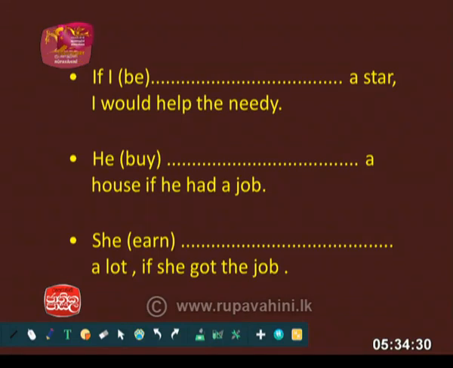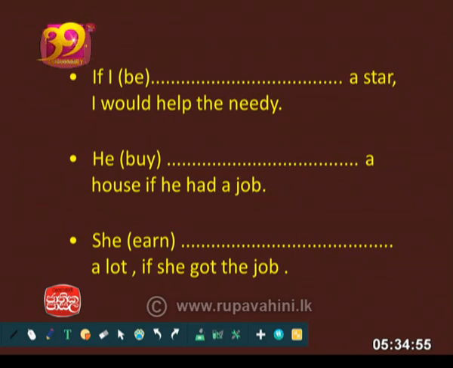Right. So, a few exercises for you. We are not going to give answers now. Yes. So, how will you do it, children? The first one: if I blank a star, I would help the needy. Trent, shall I read number two? Right. He buy blank house if he had a job. Yes. So, the third one: she blank, the given verb is earn, a lot if she got the job.